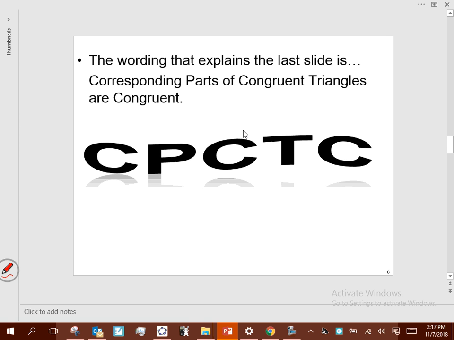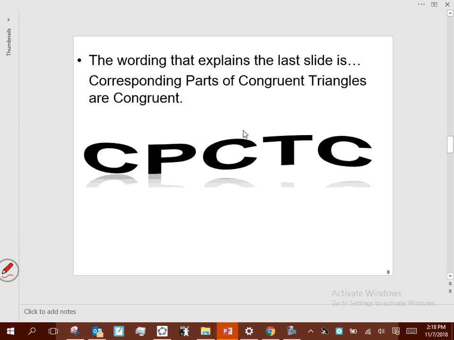Could be angles, could be segments. That's what parts is kind of referring to. Of congruent triangles, meaning that the triangles that this information comes from were set out to be congruent at the beginning. Those individual parts then are also congruent. Now, it's a phrase that we're going to use a lot. We're going to see it in our proofs a lot. We don't want to write that out a lot.